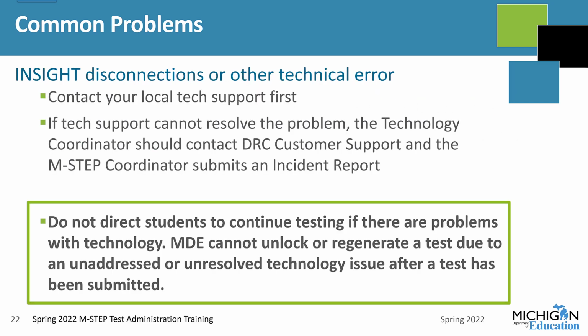In the online administration, there may be an issue with Insight disconnections or other technical errors. This can be due to a local connectivity issue or a network issue, or it may be an issue that needs to be resolved with DRC. So the first step in any situation of a technical issue while testing online is to contact your local technology coordinator. If the technology coordinator cannot resolve the problem, then they should contact DRC customer support, and if necessary, the district assessment coordinators should submit an incident report if the problem cannot be solved by the technology coordinator or DRC's customer support.